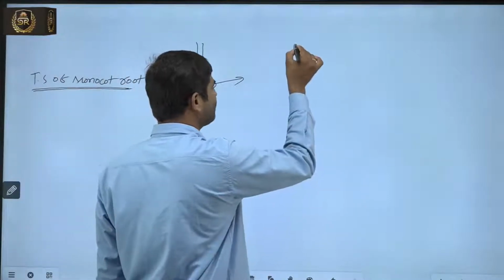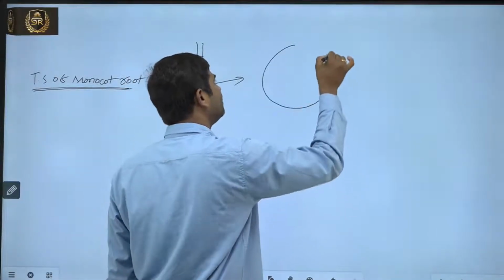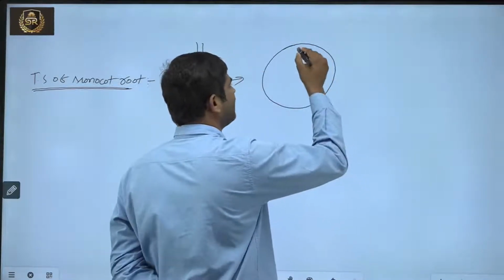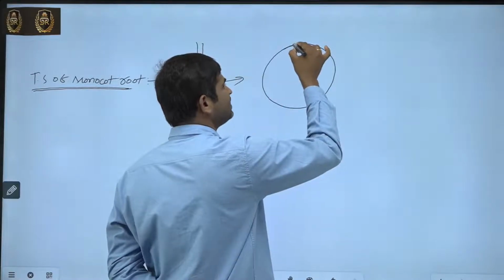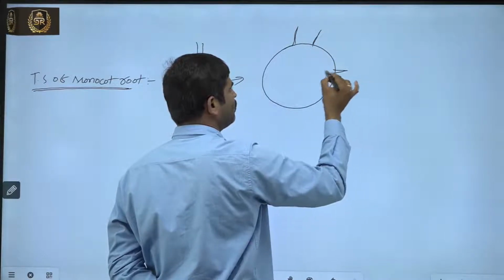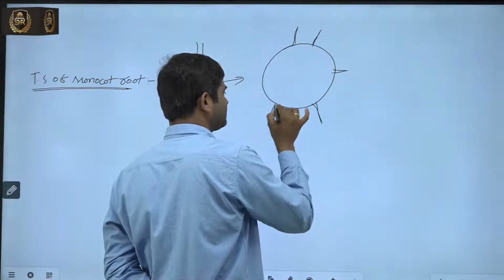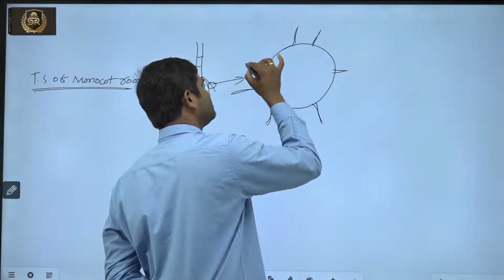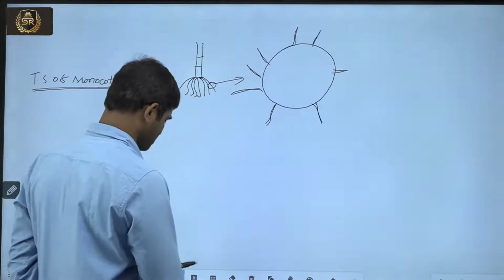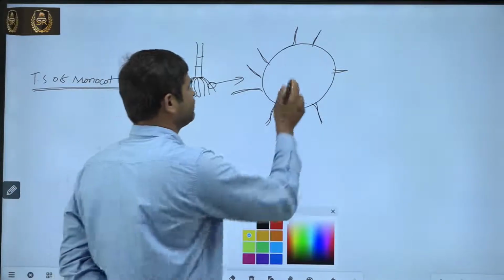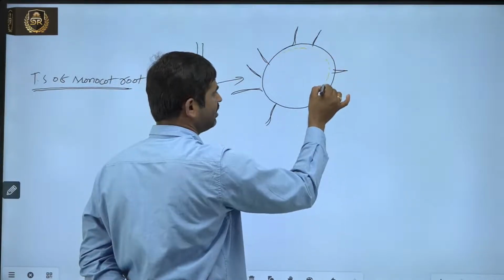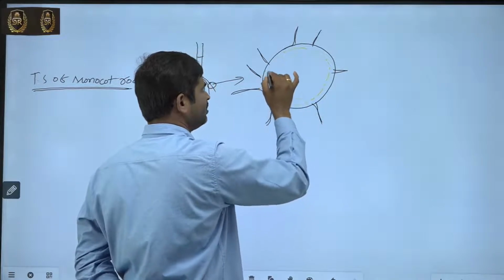Generally, the outermost layer is called the epidermis. In the epidermis region, small hair-like structures are present. This is called root hairs. Next, the second part is called the cortex. The entire zone is called the cortex region.